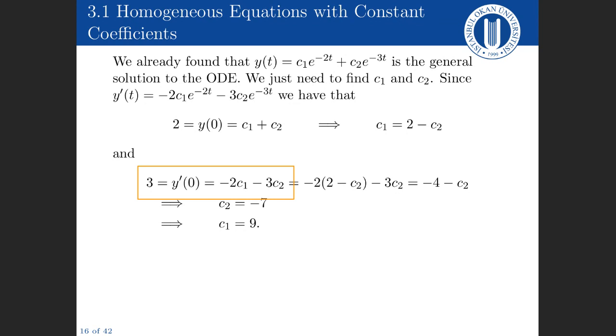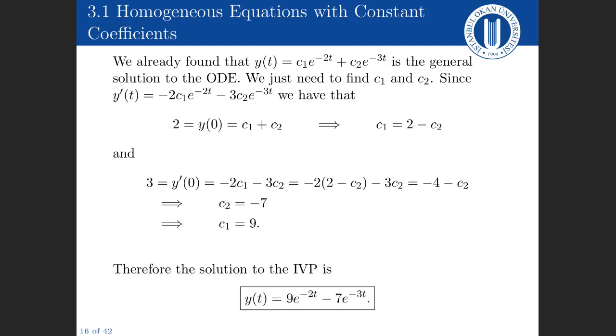After we solve these two equations, we can find that C1 must be 9 and C2 must be minus 7. Then we can write down the solution to the initial value problem. This must be 9 e to the power minus 2t minus 7 e to the minus 3t.